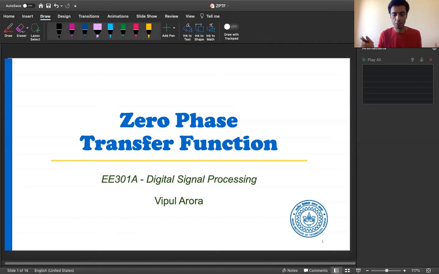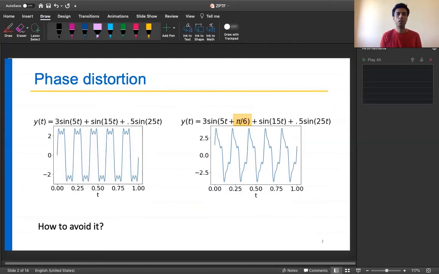Hi, so today we are going to discuss zero phase transfer functions. What are they? So let's first discuss the concept of phase distortion. So what is phase distortion?